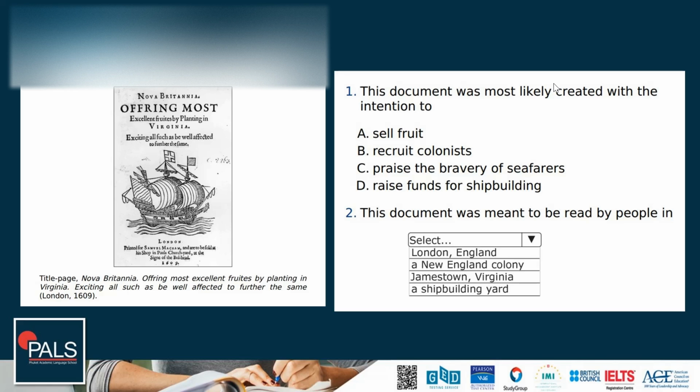So we have some key information that can help us answer these questions right on the advertisement, I'm assuming. So beneath the ship, we have the word London. We have a ship, we have the word fruit. We also have Virginia mentioned in the top. So these can all help us understand it a little better. So question 1 asks, this document was most likely created with the intention to, and we have 4 options. Go ahead, pause the video and read and decide which one you think is best.